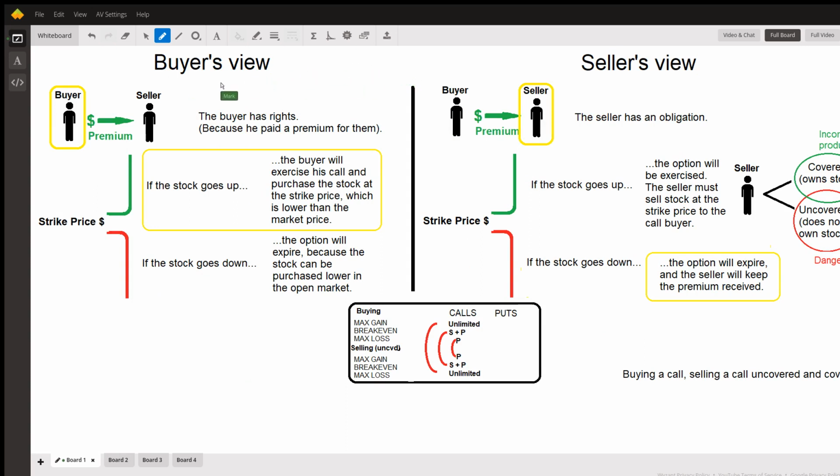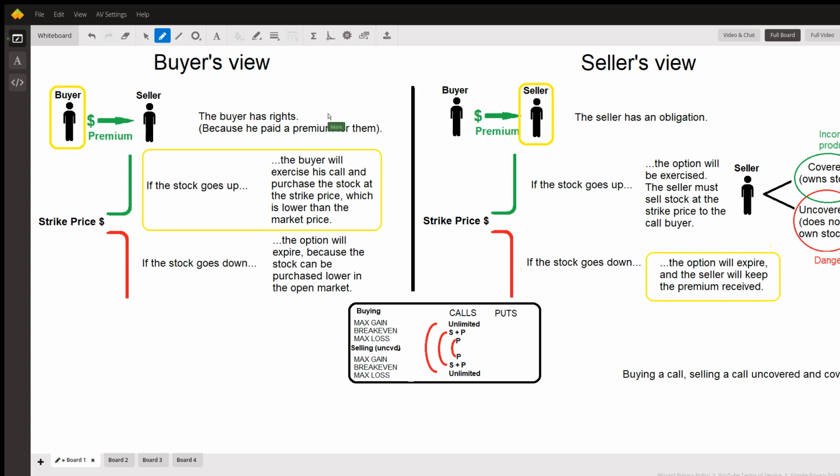Okay, let's start with the buyer's view. Now, if you see the buyer highlighted in yellow, the buyer kicks off this entire deal, and that is he pays a premium to the seller. Now, what the buyer's done, the buyer has paid for rights. He's got the right to buy 100 shares of stock at a specific price during a specific period of time.